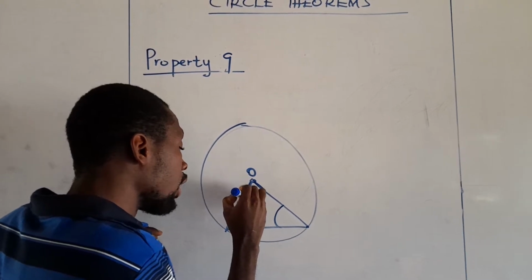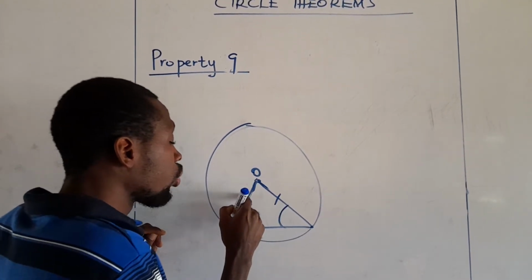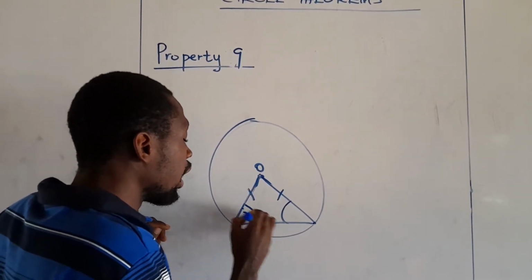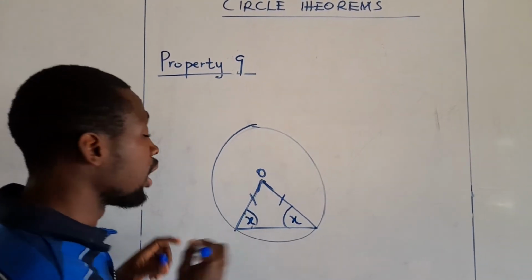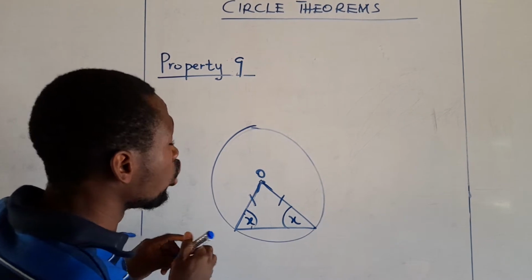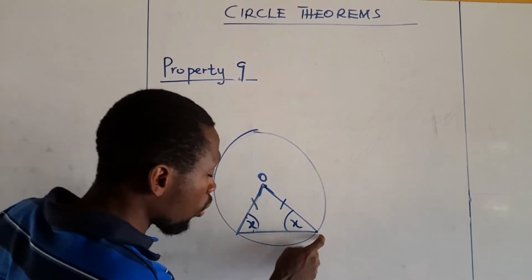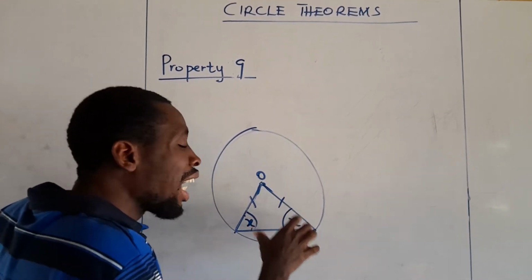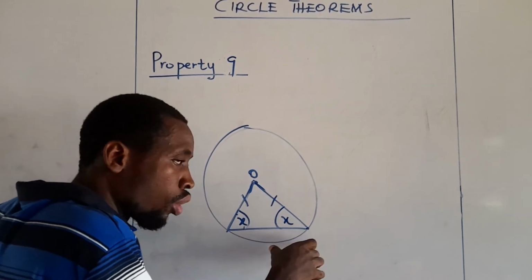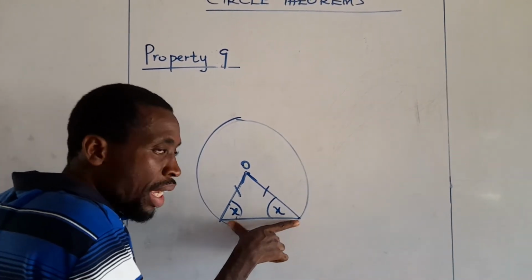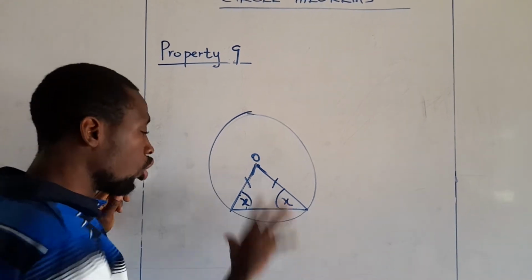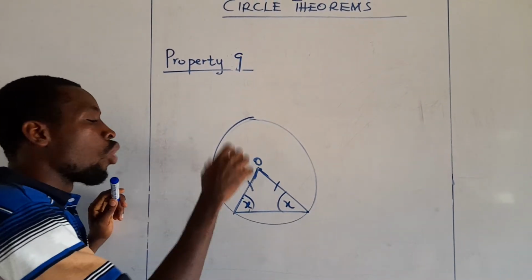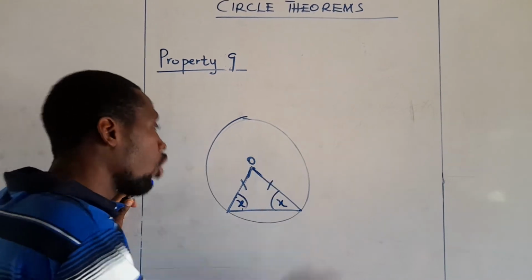Then we say these lines are radii. Then if they are radii, this line is equal to this line. As far as this line is equal to this line, then the angle here must be equal to the angle there. So please get it right. As far as the lines are drawn from the center of the circle to the circumference of the circle, the angles that they make with the chord as the base, those angles are equal. Please get that concept very well. You may not find it in other books, but we are going to use it in solving questions.